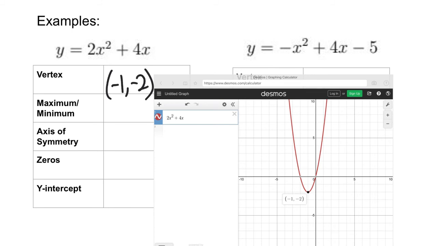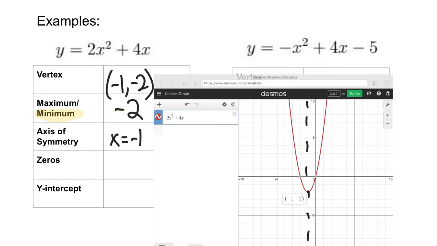So if I know my vertex, I can look at the shape of that and recognize that that is a minimum. It's a low point. Maximum would be for the upside down ones, but this one has a smiley face, so it has a minimum. And that minimum is located at -2. It's the y value for that. The axis of symmetry there is going to be that imaginary line that I could draw through the vertex, located at x equals -1. Again, those come straight from the vertex, those numbers do.